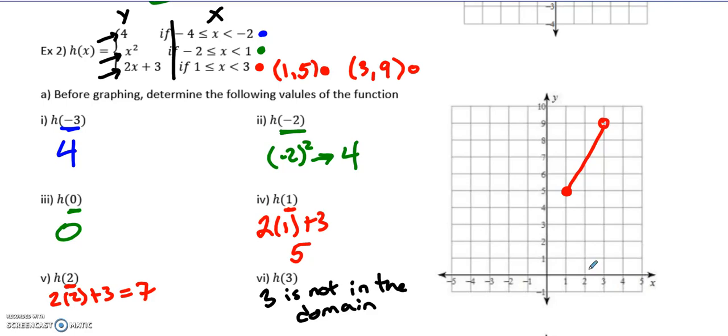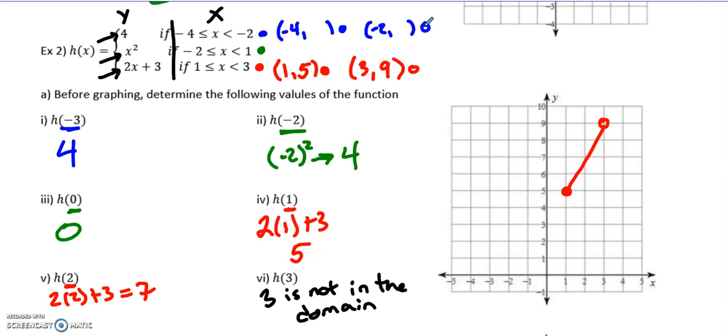Now you could find any of them in between. You could plug in 2 if you want and see where it's at. It doesn't matter, but you at least need the beginning and the ending, or 2 points in that section. I'm going to hop up to the top, and I'm going to do blue next. For the blue, he's -4, and that's closed. He ends at -2, and that's open.